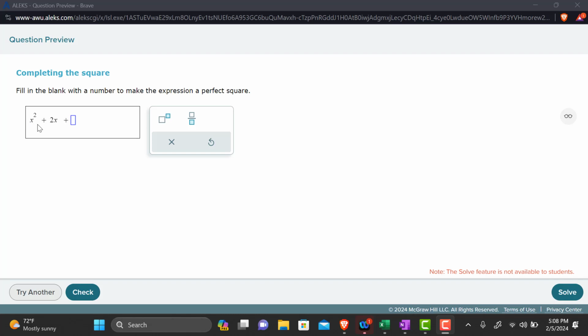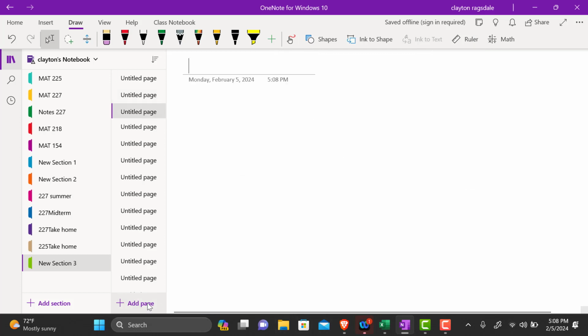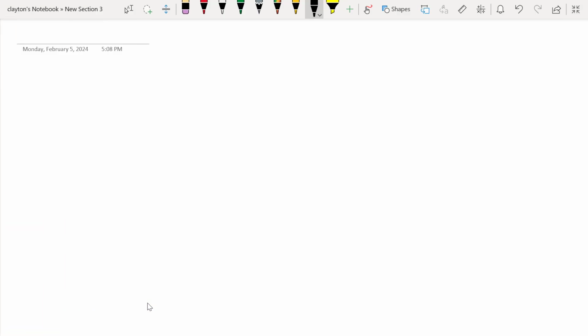My first one here is x squared plus 2x plus something. So we want to know what that plus something is. Let's jump over to OneNote. Looks like I closed it out. We're going to need that back. We'll add another page, and we'll get going. I'll do two examples of this, and I'll show you my algorithm that I like to use.